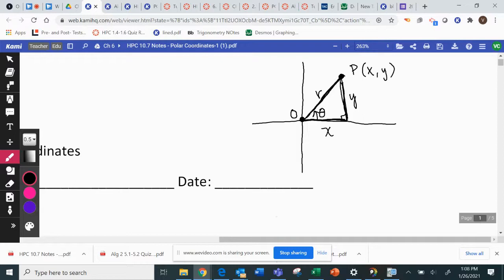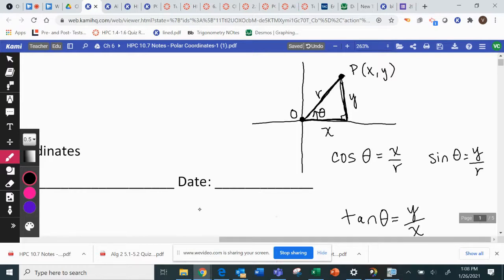SOHCAHTOA. So like what was cosine theta equal to? X over R, right? And what was sine theta equal to? Y over R. And what was tangent theta equal to? Y over X. So it's a good thing we're going over this, sounds like. Yeah, that's true. I do usually do sine first.